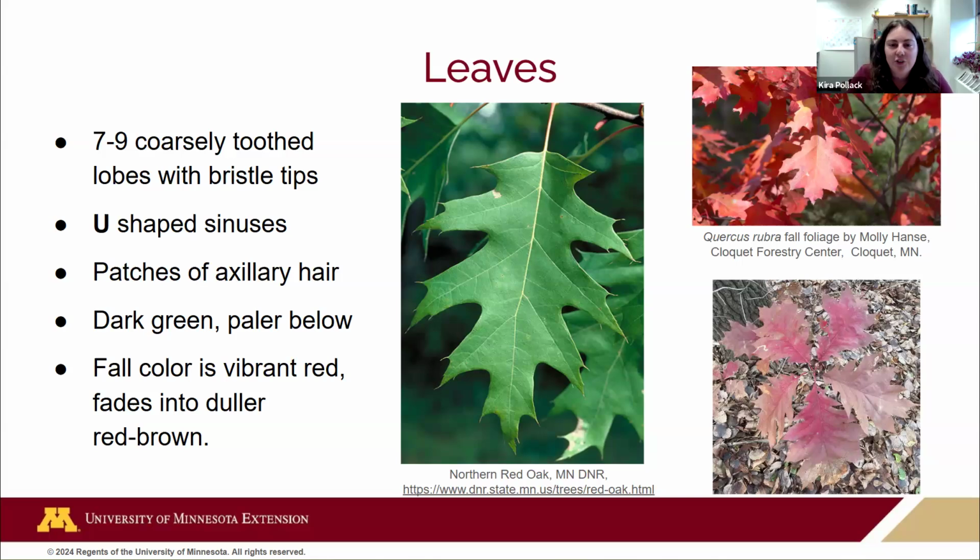And if you flipped the leaf over and looked in the armpits of the veins, right where they branch out from the midrib, you'd see patches of hair called axillary tufts. The leaves are dark green in the summer and vibrantly red in the fall, also part of their name. And they generally do retain the leaves over winter, so you'll notice that unfortunately they don't stay that beautiful red all year. They stay on the tree and they turn brown.